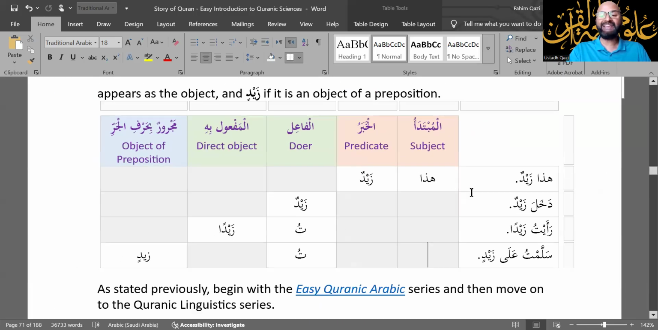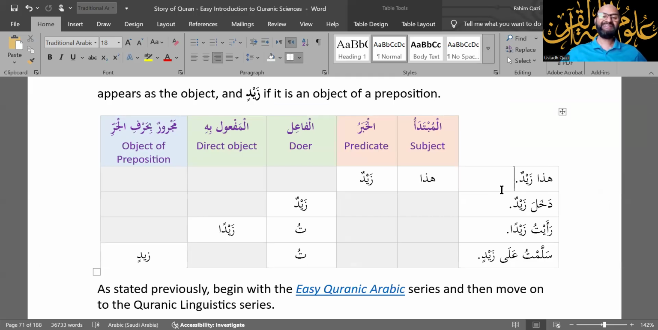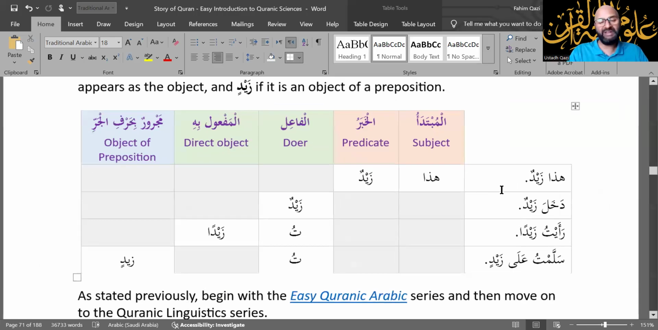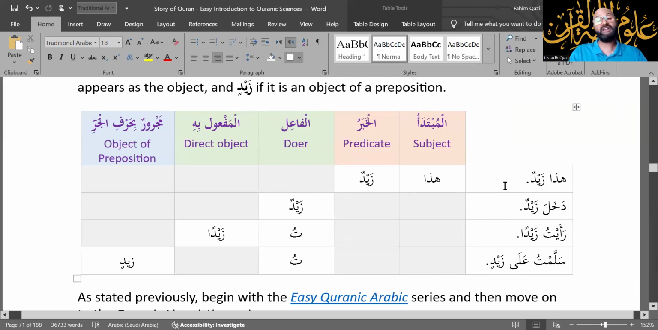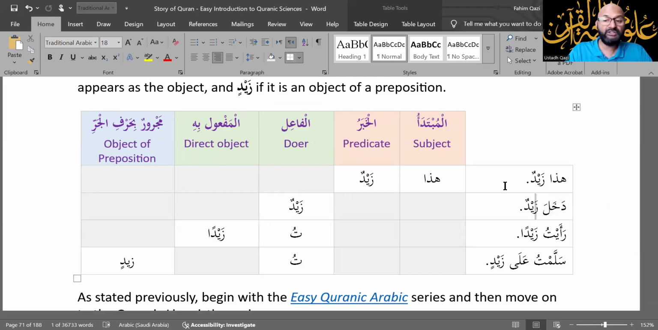Again, this is not designed to go into the grammar in detail. It's designed to give you a taste of what is syntax. Syntax is the word order. What do you put first? You put the subject first, then the predicate if it's a jumla ismiya, nominal sentence. If it's a verbal sentence, you put the verb first, then the doer, then the object: verb, doer, object.